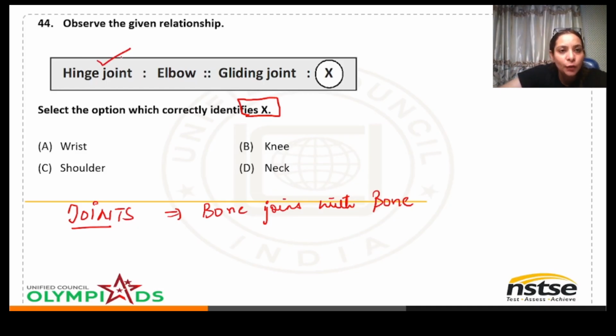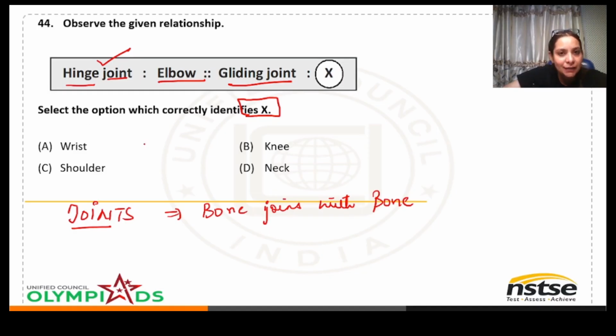Now we have got different types of joint. If I talk about hinge joint, it is a joint where back and forth movement can occur. For example, elbow. Gliding joint, where two bones can slide over one another. They basically glide over one another.